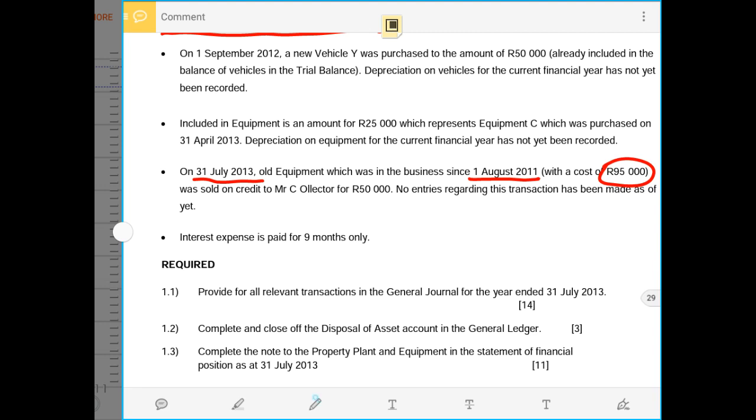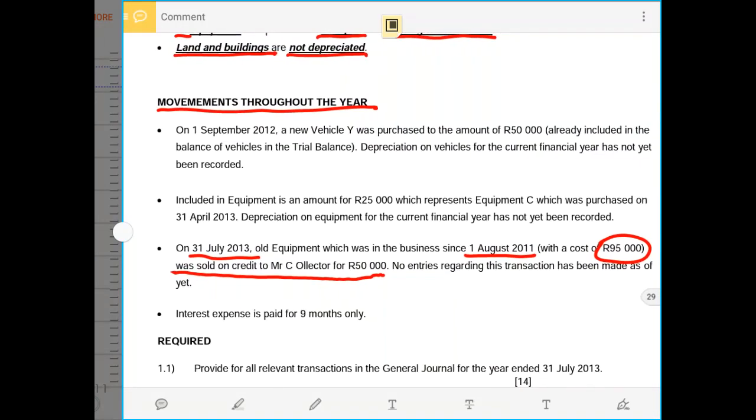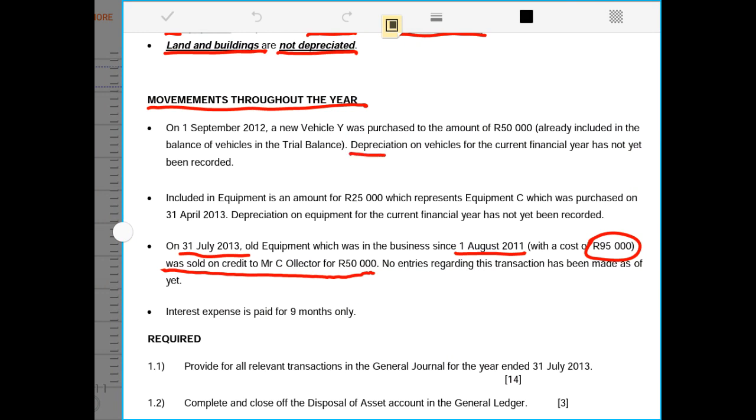It further continues by saying that it was sold on credit to Mr. C. Olector for an amount of 50,000 rands. And they further say no interest regarding this transaction has been made as of yet. So now depreciation was not yet taken into account. And if you see the consistency in all these three transactions, it said here depreciation on vehicles for the current financial year has not yet been recorded. So now we need to account for depreciation for the current year here.